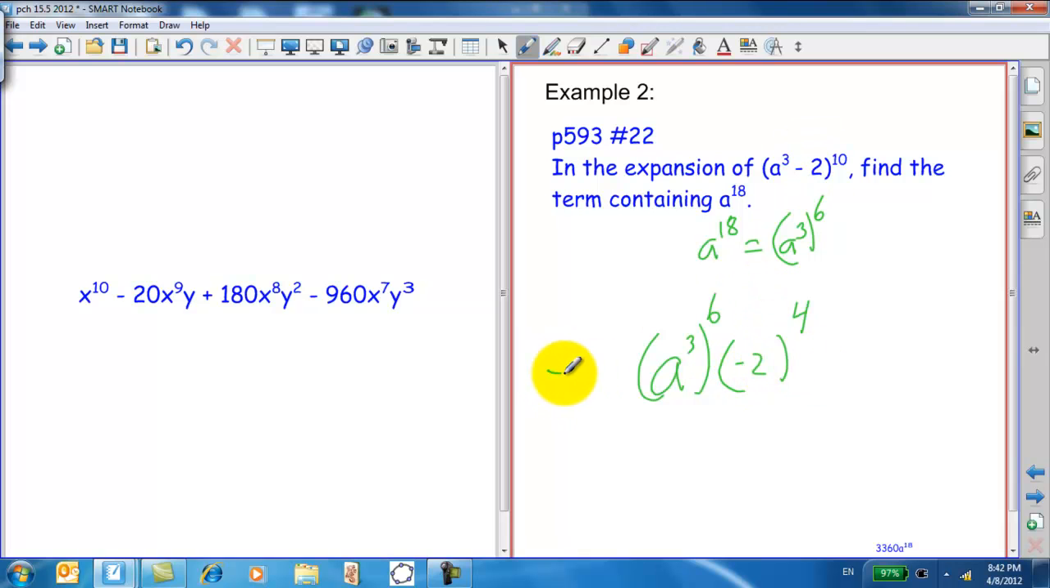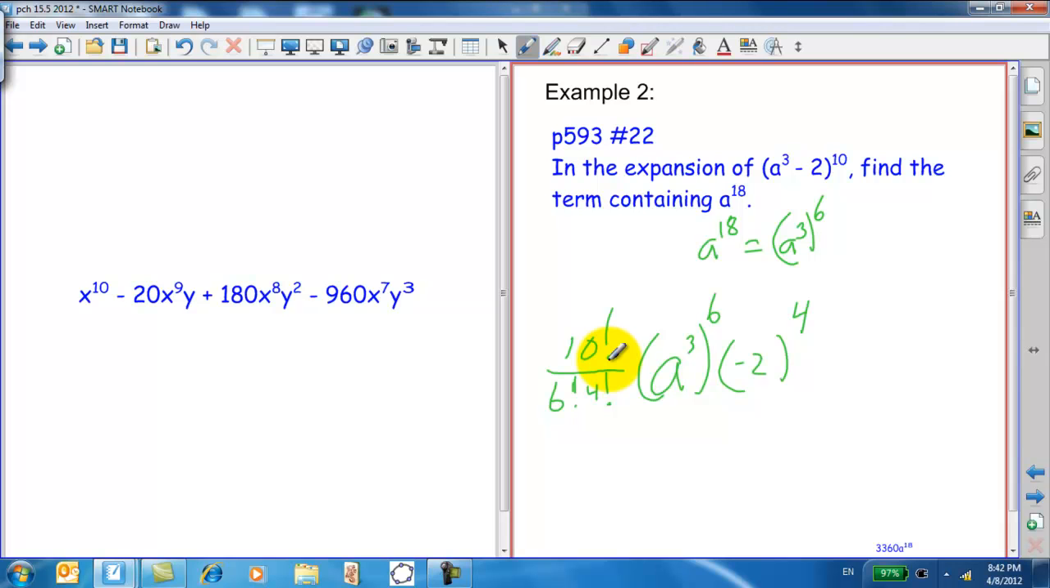So what's the coefficient in front? Well, you could spend a lot of time trying to figure out what order this is and so forth, but the easiest thing is just to put these two factorials underneath: 6 factorial, 4 factorial. And then, of course, it's n factorial, or 10 factorial, on top.